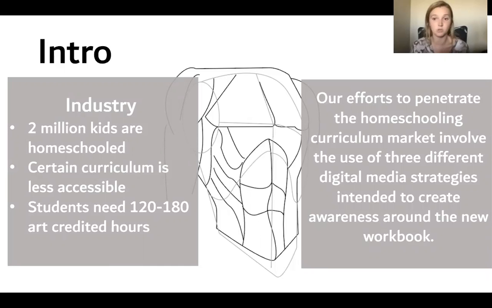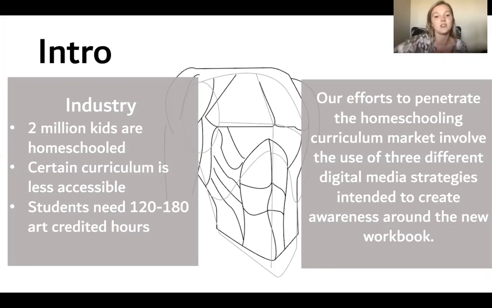To have a better understanding of how to market the book, we conducted some research on the industry of homeschooling. We found that 2 million children are in the homeschooling system. Art already is declining in public schools, and therefore it's becoming less accessible for homeschoolers because of the limited resources it already has. And homeschoolers, in order to graduate, need 120 to 180 art credited hours, which they mark themselves.